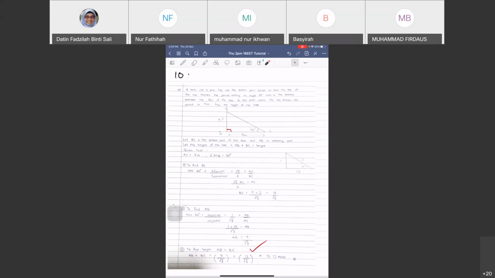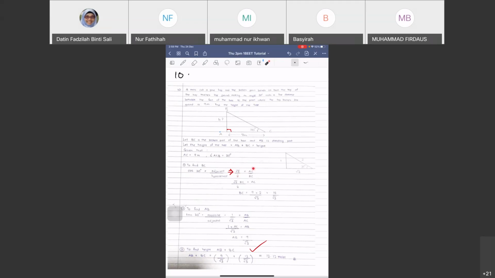Okay, cosine 30 is adjacent over hypotenuse. This one is a bit confusing when you write it like this, so perhaps what you can do is put it like this. In mathematics, you put it like that, and don't equal it. Equal means adjacent equals 3. This is what it means. So cosine 30, you are using the exact value, which is root 3 over 2.